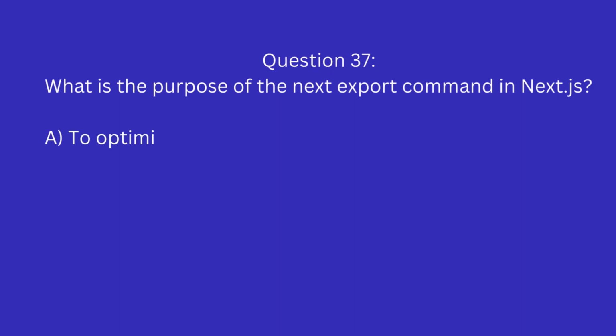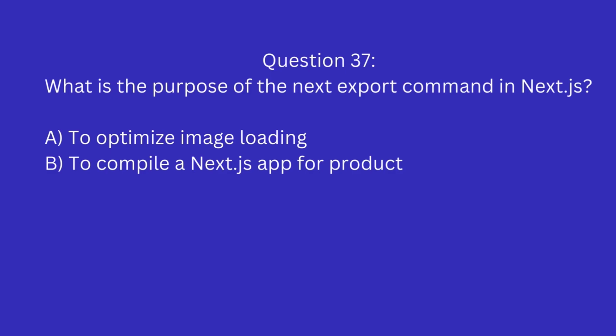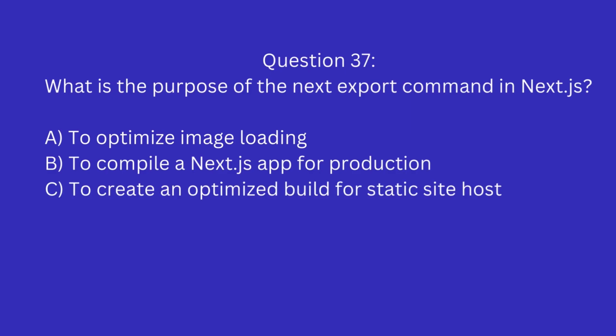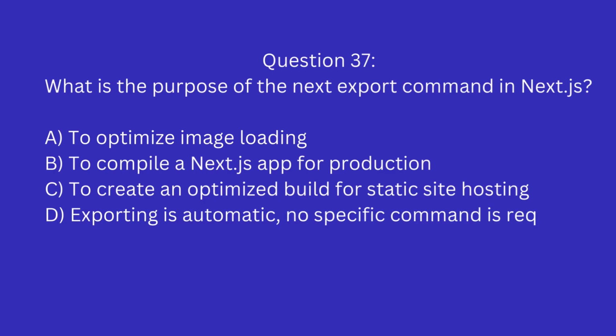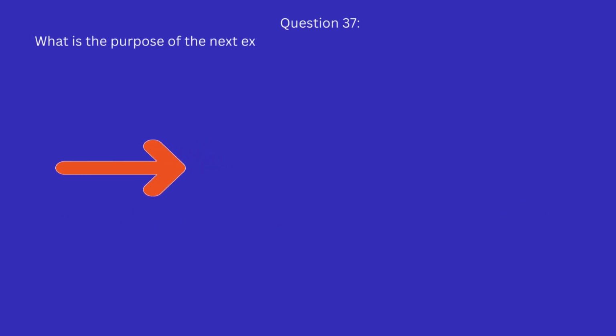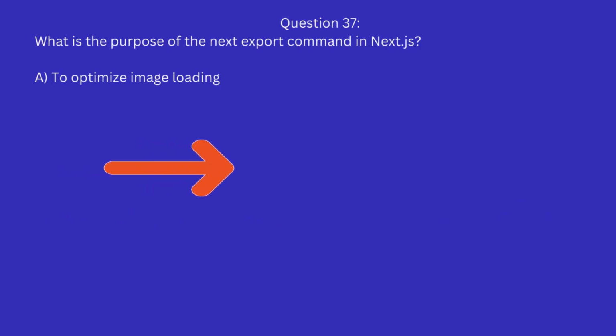A. To optimize image loading. B. To compile a Next.js app for production. C. To create an optimized build for static site hosting. D. Exporting is automatic, no specific command is required. Correct answer, C. Explanation. The correct answer is C.